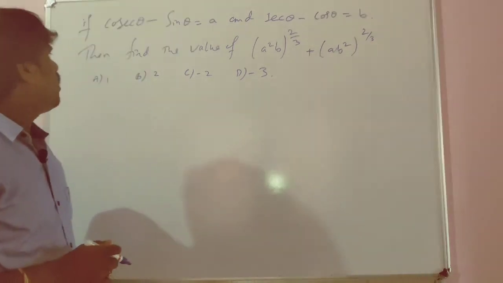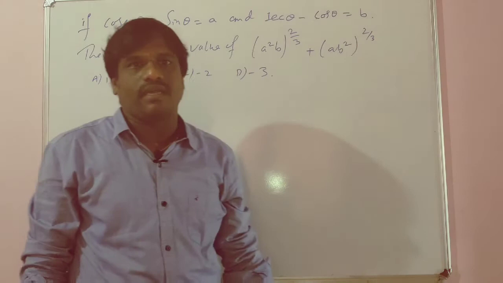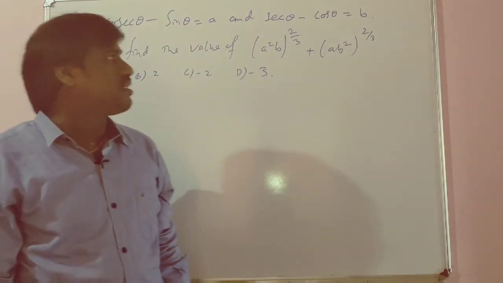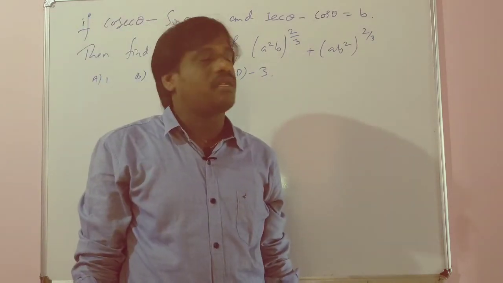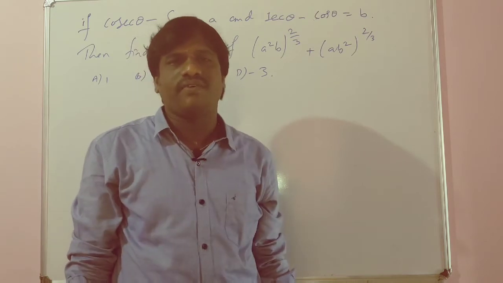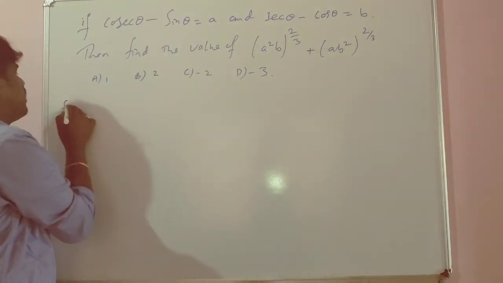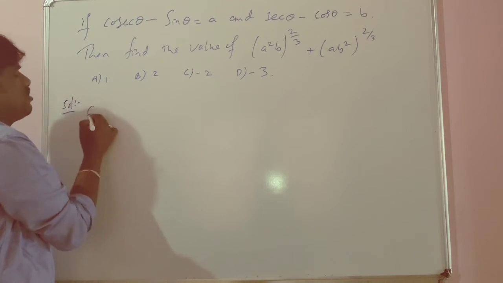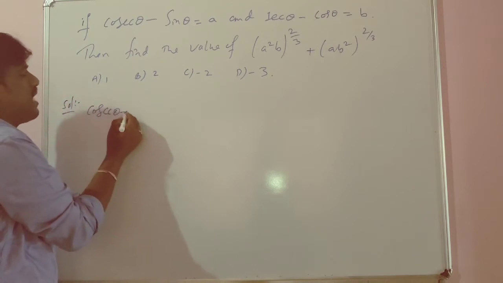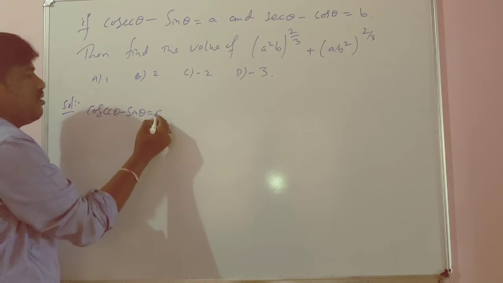equal to B. Then find the value of (a square b) raised to the power 2 by 3 plus (ab square) raised to the power of 2 by 3. You have to find this value, okay? Let's see here how to find this. Just take the given conditions first of all. That is cosec theta minus sin theta is equal to A.